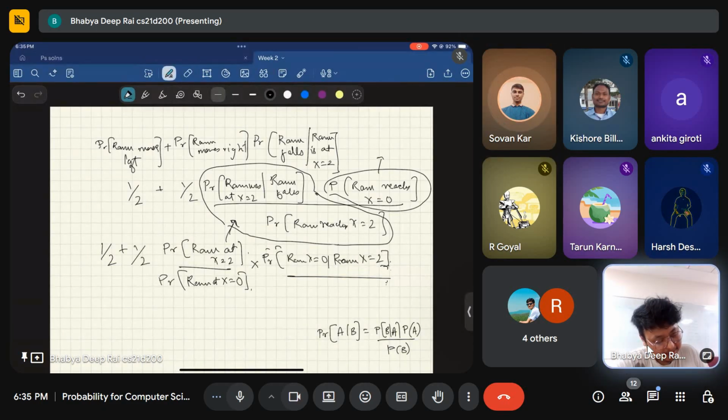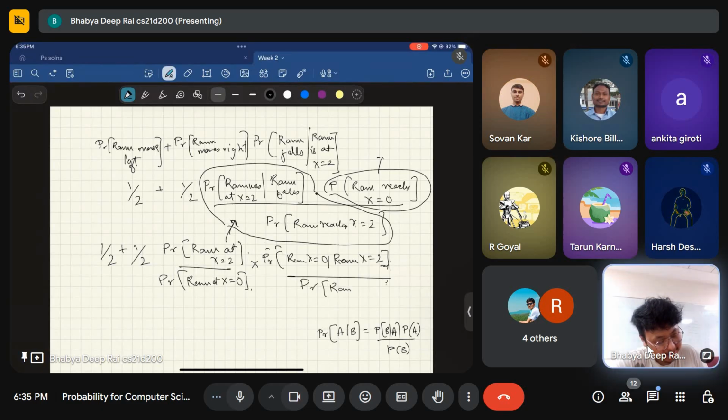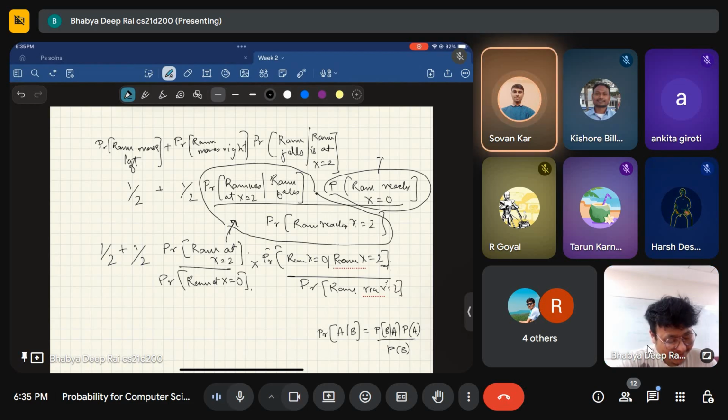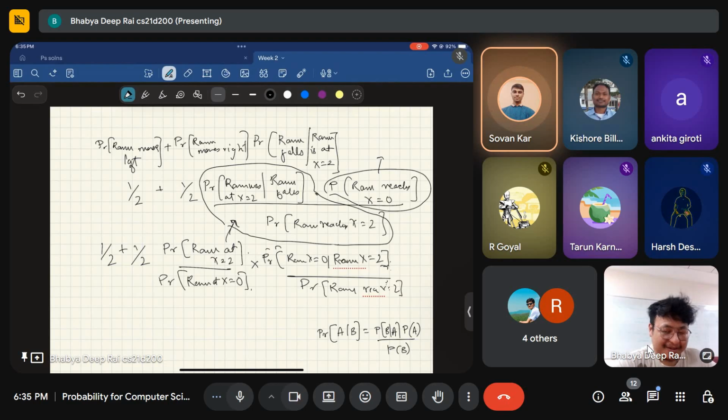Let's see. Sorry, sir. No, it's okay, let's just try. X equals 2. Okay, but there is circularity here. We applied Bayes theorem and then we are applying Bayes theorem once again. We are getting the initial phase again, probability of x equals 0. That's right.